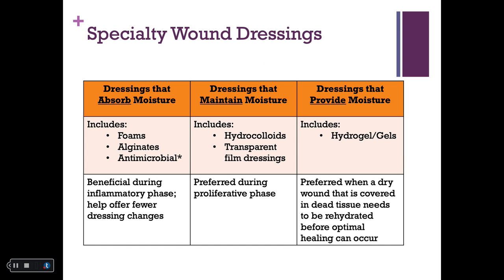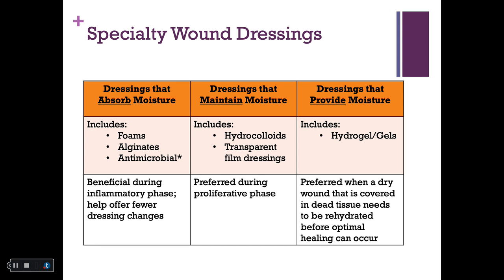When we talk about specialty wound dressings, the reason this is here is A, because you can buy them over the counter, and B, we don't really talk about them anywhere else in the curriculum, so I'm just going to go through them very quickly. There's different types of dressings for different types of wounds. So you may look at a dressing that absorbs moisture. So maybe it's a weeping wound, especially in the inflammatory phase, that's getting rid of a lot of exudate. Foams, alginates, and antimicrobial dressings are going to pull that off.